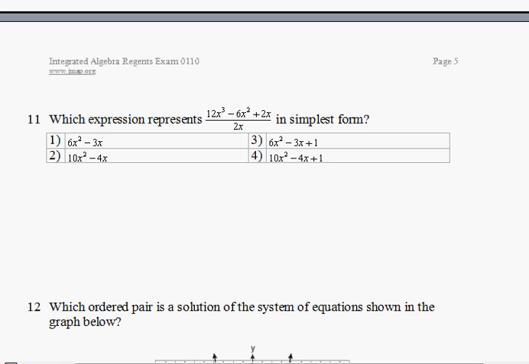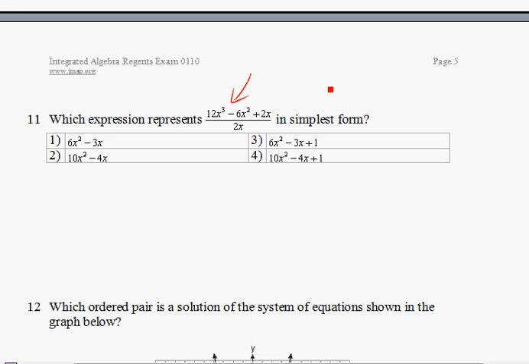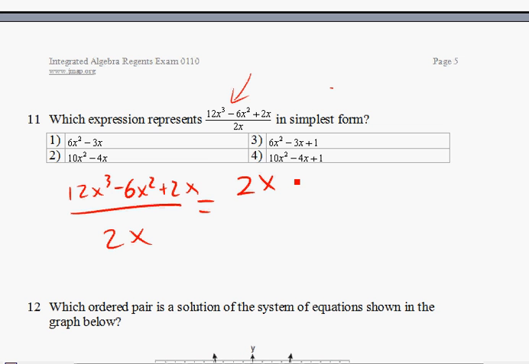Okay. Let's express this fraction in simplest form. You'll need to factor the top part. Let's see what they have in common in the top part: 12x cubed minus 6x squared plus 2x over 2x. Well, you can factor the top part. See that 2x is in common between all 3 parts of the trinomial. So factor out the 2x, you get 6x squared minus 3x plus 1, over 2x.